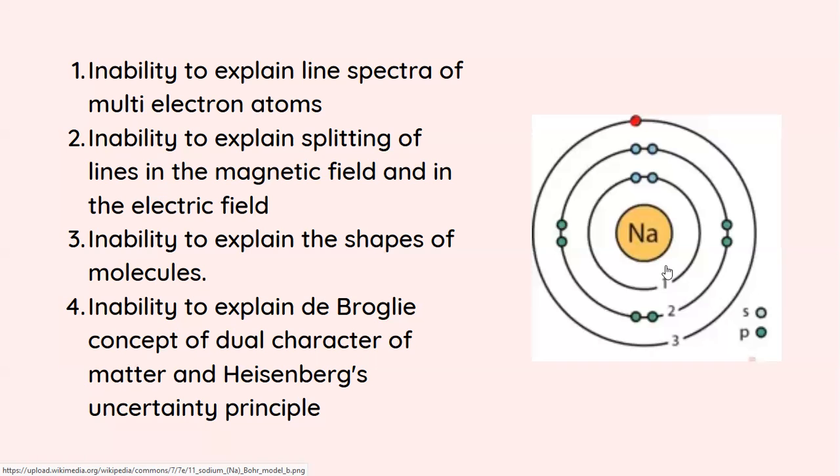The last one was inability to explain de Broglie's concept of dual character of matter and Heisenberg's uncertainty principle. These two posed a rather major concern with Bohr's theory. It was not able to explain these two concepts. If you remember, apart from the stability and location of electrons, Rutherford's theory was not able to explain the dual nature of electromagnetic radiation and atomic spectrum. Similarly, Bohr's theory was not able to explain de Broglie's concept of dual character of matter and Heisenberg's uncertainty principle.